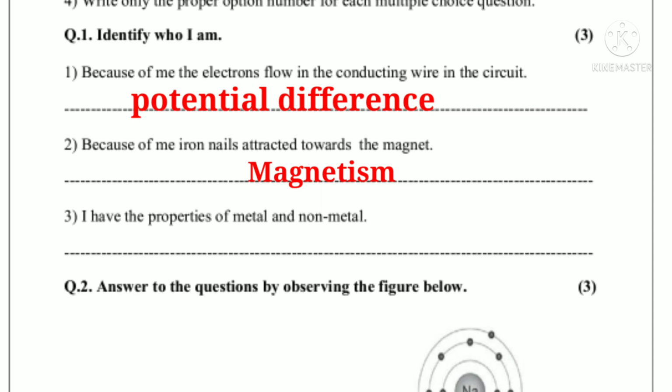Question third, I have the properties of metal and non-metal. We know that the metalloids have the properties of metal and non-metal also. Means the substance which have the property of metal and non-metal is called metalloids. The answer of the question third is metalloids.